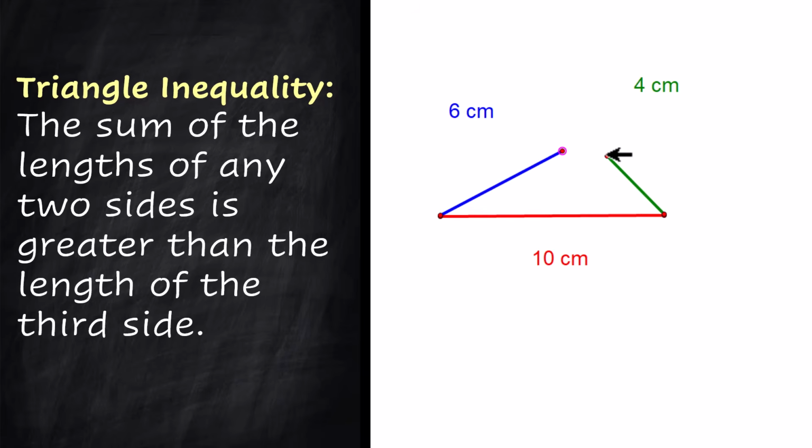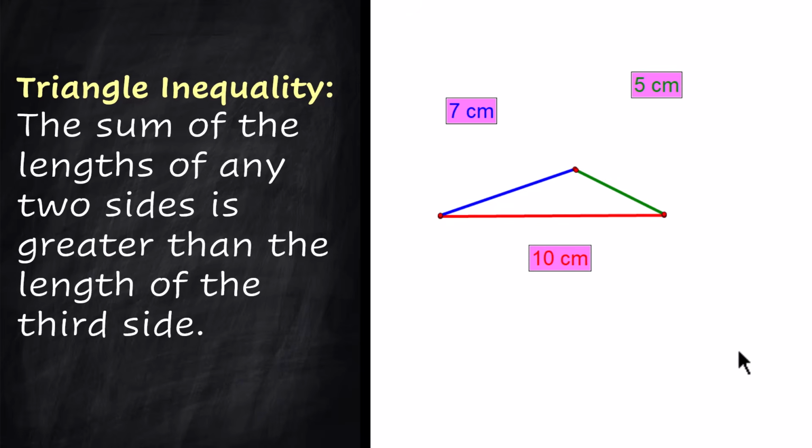You would not be able to get these corners together. See what's happening? There's a gap. So in order for this to work, you have to make these sides longer in some way so that the two side lengths, when you add them together, are actually going to be bigger than that third side.